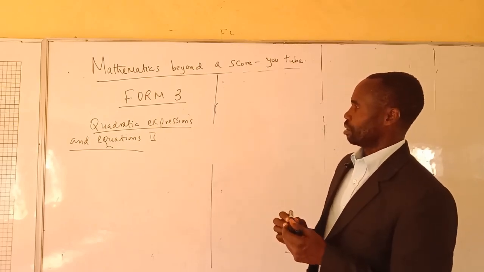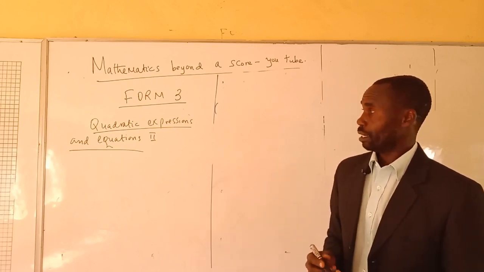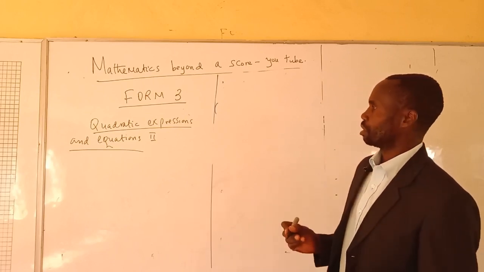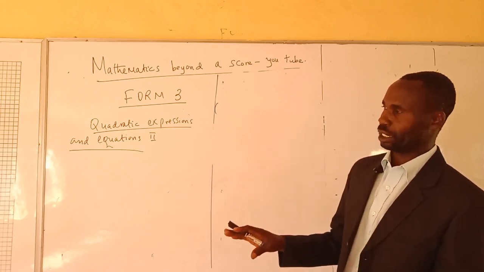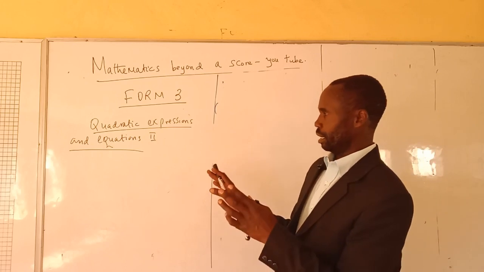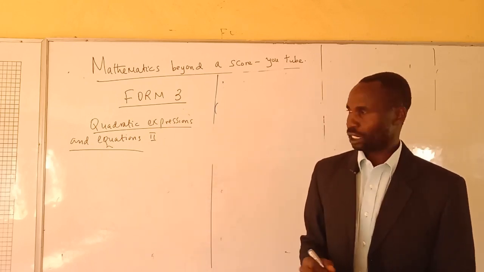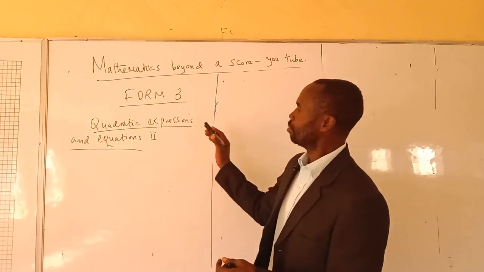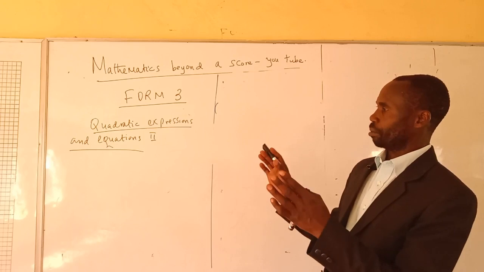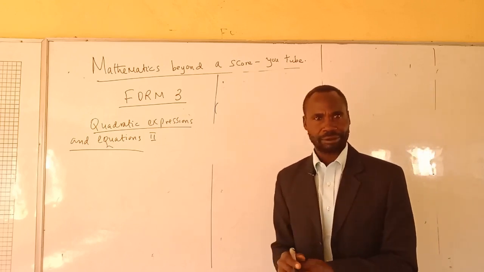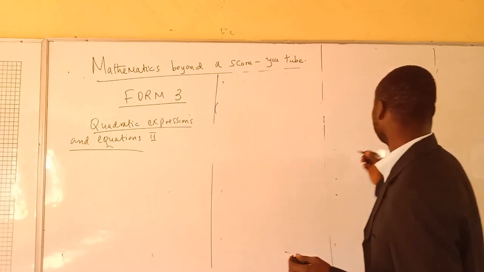Quadratic expressions and equations 2 is topic 1, form 3. We did quadratic expressions and equations 1 in form 2, where we factorized the expressions and then solved the problems, and you enjoyed it. Now there is a level where you are going to suffer, a place where the problem you are going to do is unfactorizable.